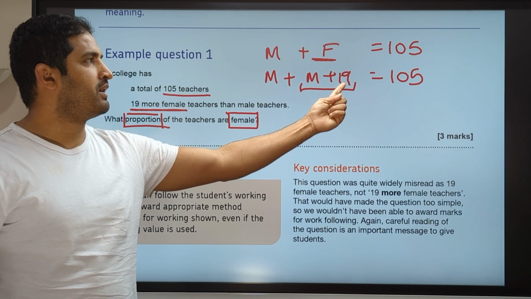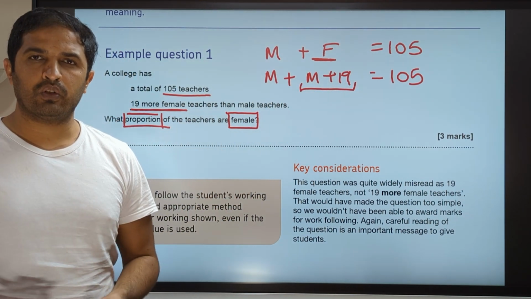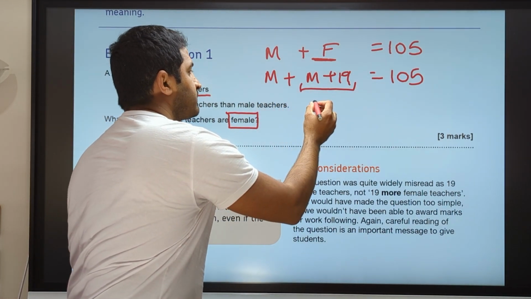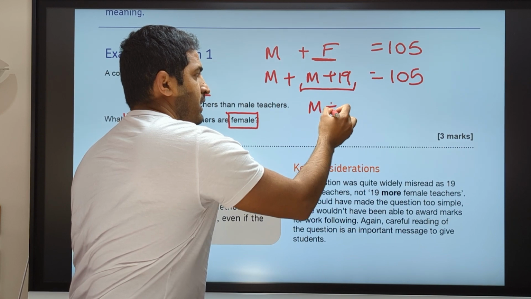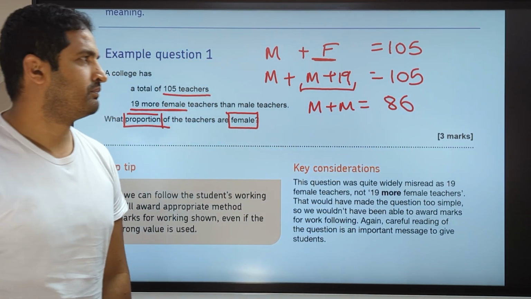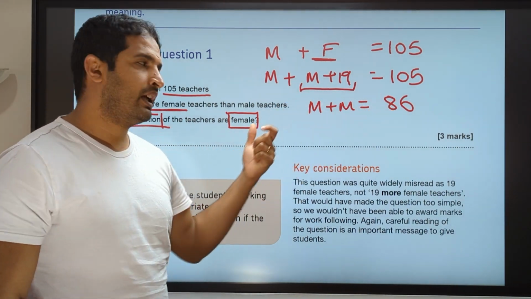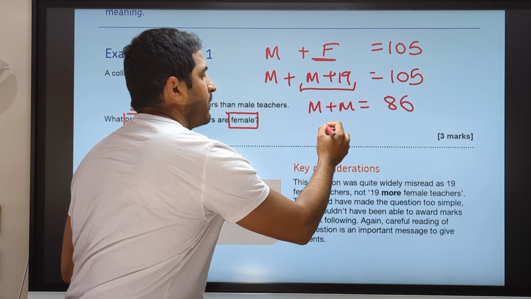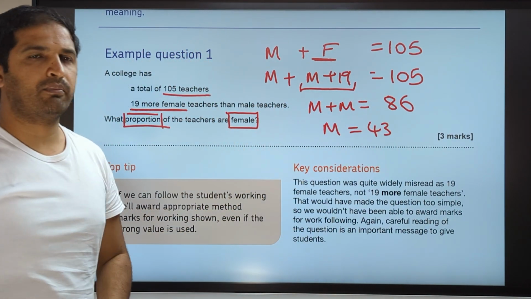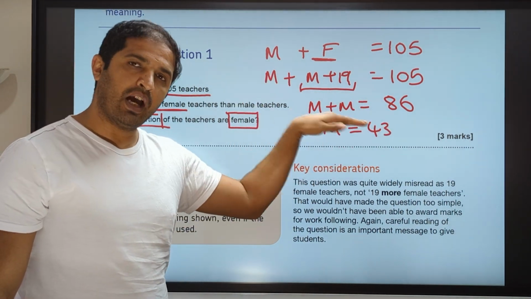If I take away 19 from both sides, then I know what two lots of male teachers are going to be. Take away 19 from that, we get male teacher plus male teacher is 86. Now obviously if two lots of male teacher is 86, then the number of male teachers is going to be 43. We're dividing both sides by 2 in a way. 2m is 86, so m is 43. But that's not the question.